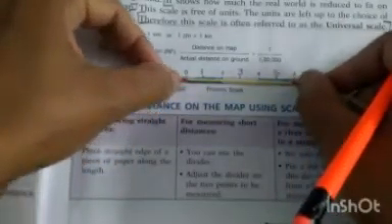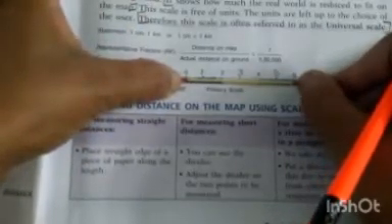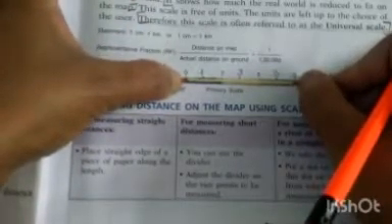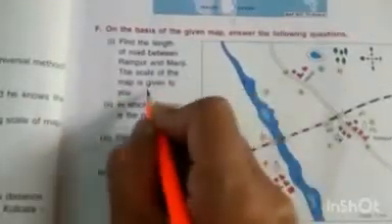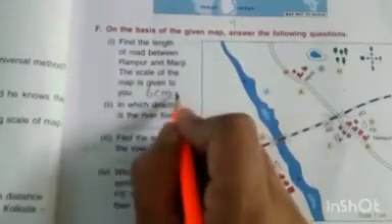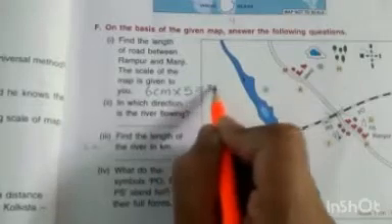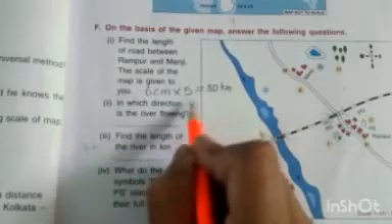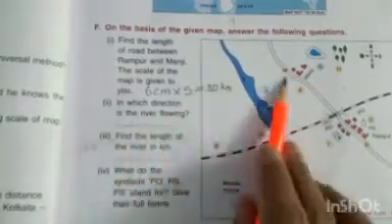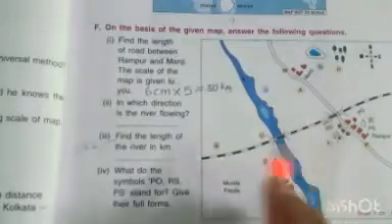See. It means 6 centimeter on map. And 5 kilometer once, and then what you have to do, multiply with 5. It means 30 kilometer on ground. Distance from Manji to Rampur is 30 kilometer.